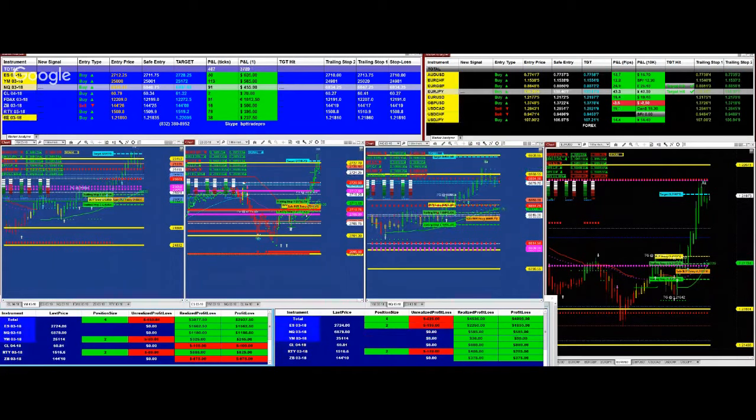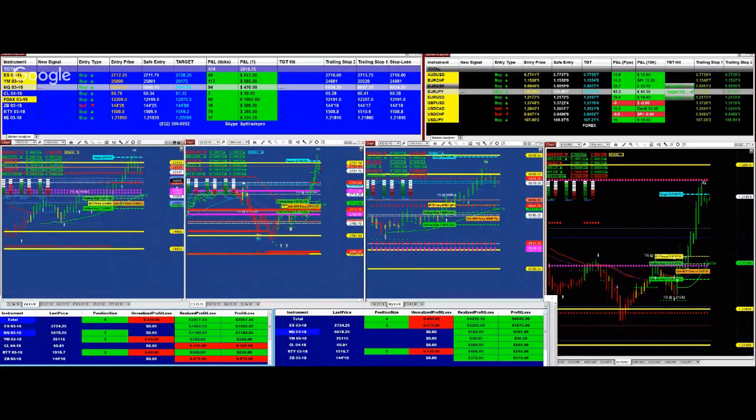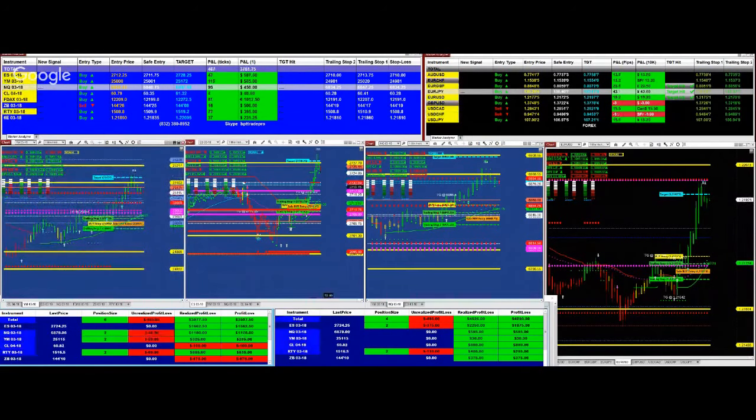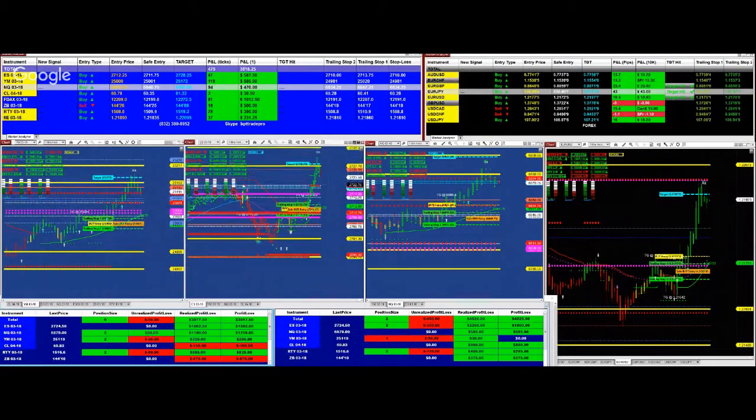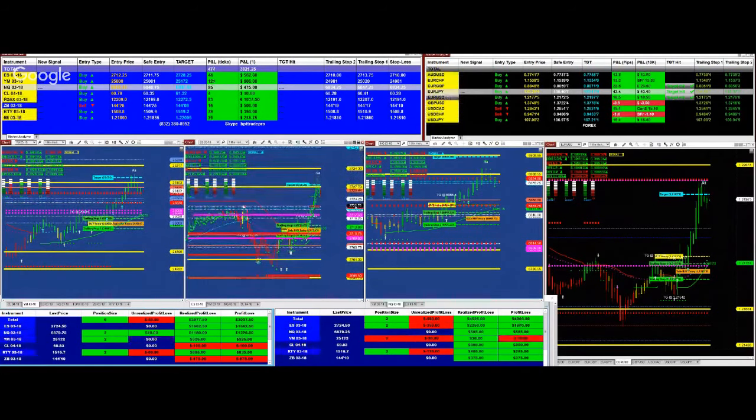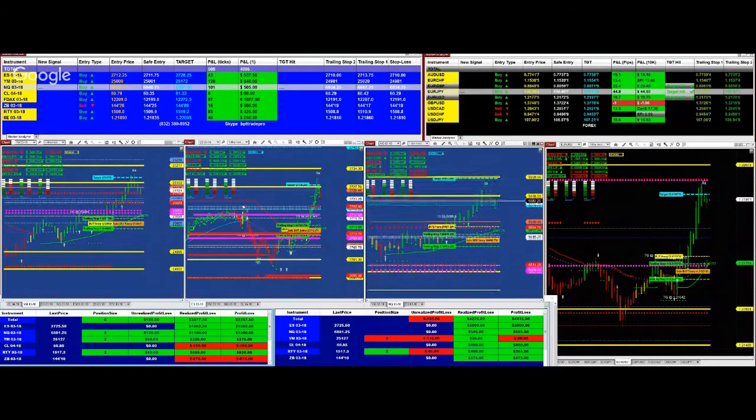Okay, I stayed quiet, and we had a signal a few minutes ago on the ES. We had a signal on the Nasdaq, and we had a new signal on the YM. Right in front of you, we had a buy entry at 27.12.25. The target was 27.28.25. It hit it right to the tick.